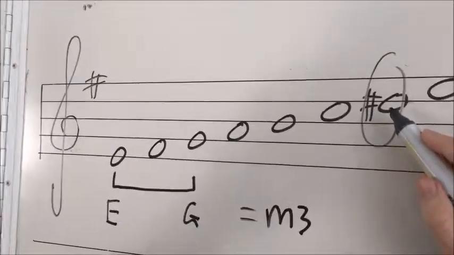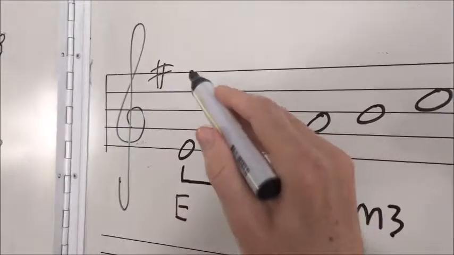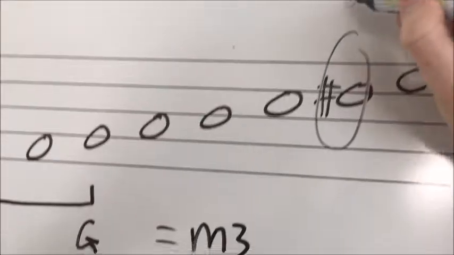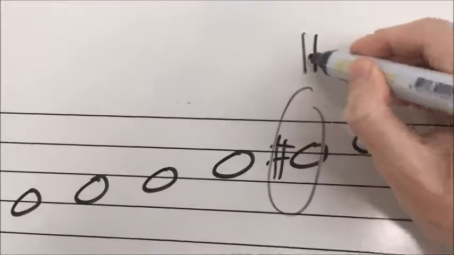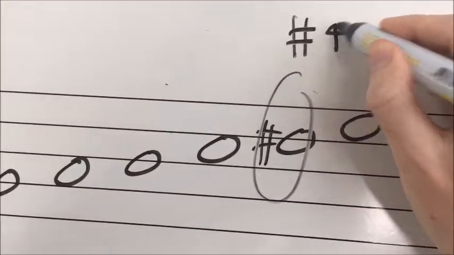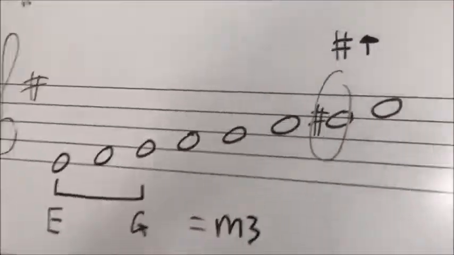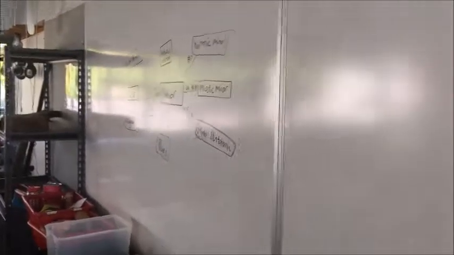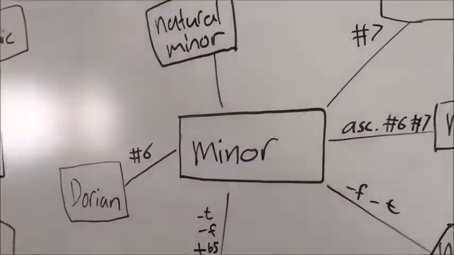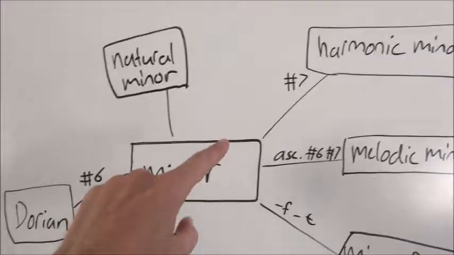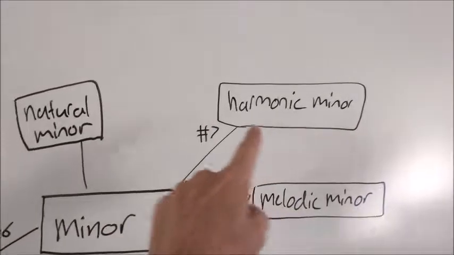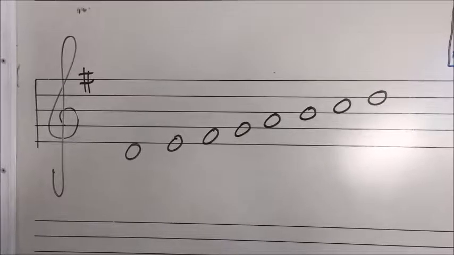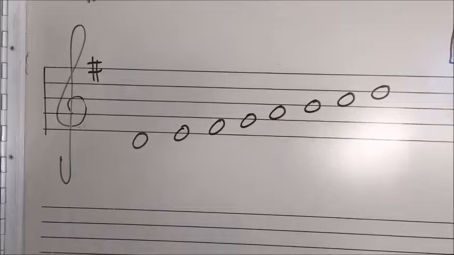And it appears to be raised up. Instead of a D, it's been made a D sharp. So we've got the 7th note raised up by 1 semitone. Thinking about our mind map now, I'm sure you already know the answer, but if we've got a minor scale that has a raised 7th, it is a harmonic minor scale. Let's go through the same process again with the scale.